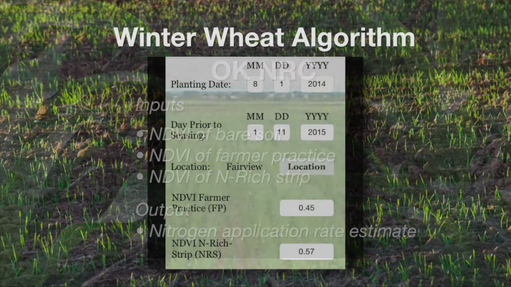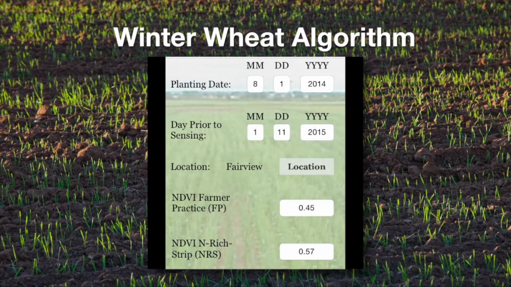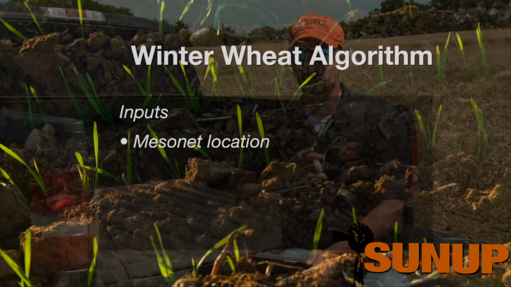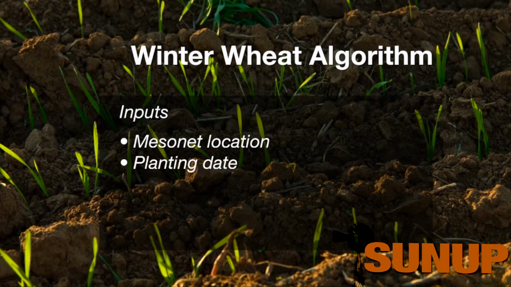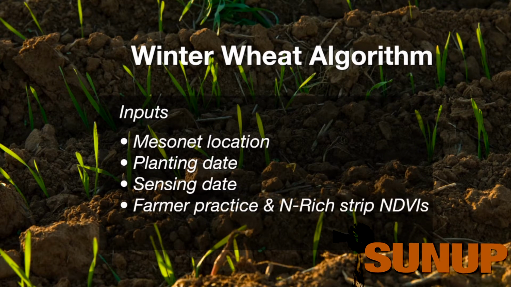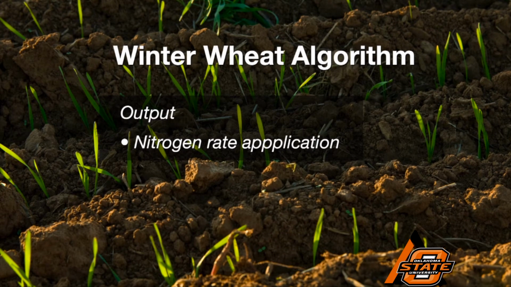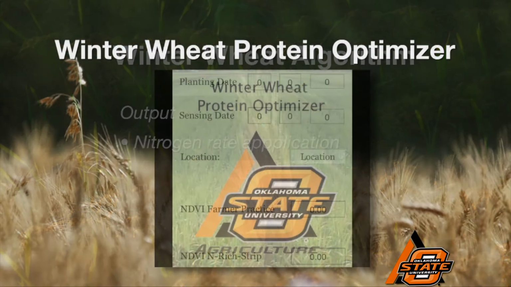We also have the winter wheat algorithm. This utilizes the standard winter wheat sensor-based nitrogen rate calculator that you can find online, but puts it in an app form. You'd use your Mesonet location, your planting date, your date of sensing, your farmer practice and enriched strip NDVIs, your price of grain and price of fertilizer, and it provides you a nitrogen rate recommendation for the winter wheat crop.